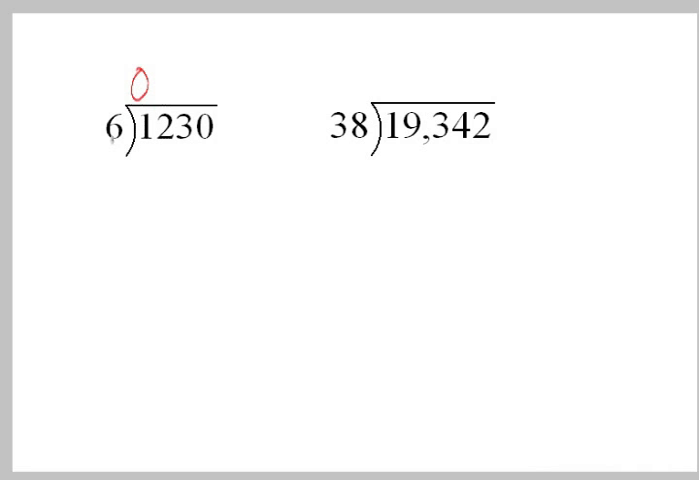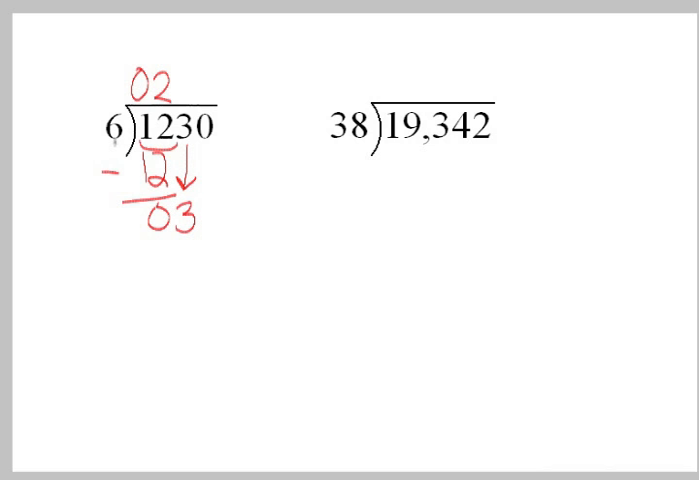How many times does 6 go into 12? Now we're looking at these two digits here. It goes in 2 times. 2 times 6 is 12. So we subtract and we have 0 left over. Then we bring down the next digit, which is 3.